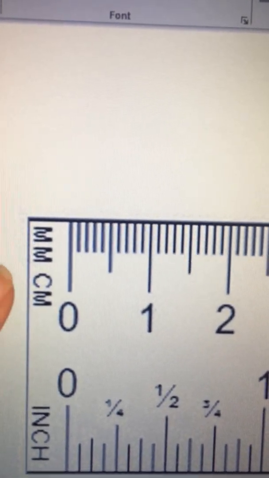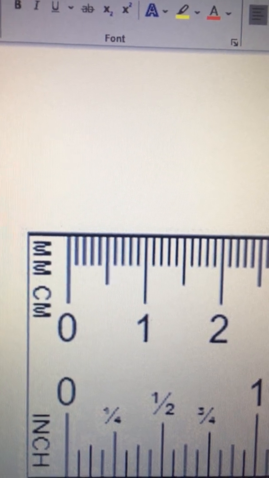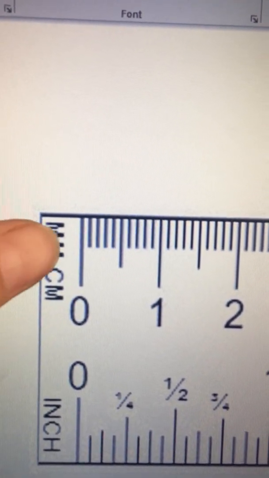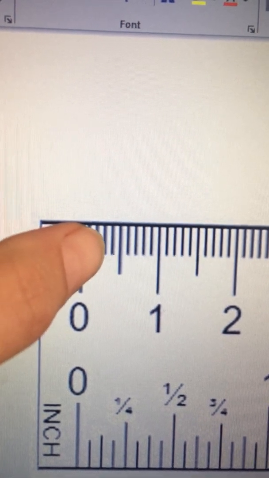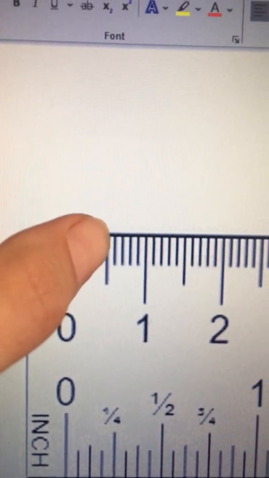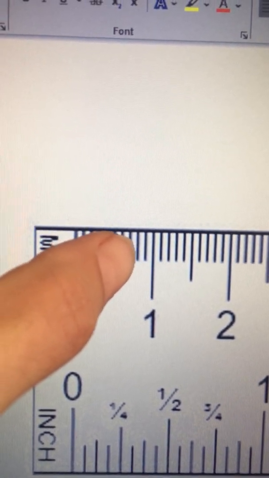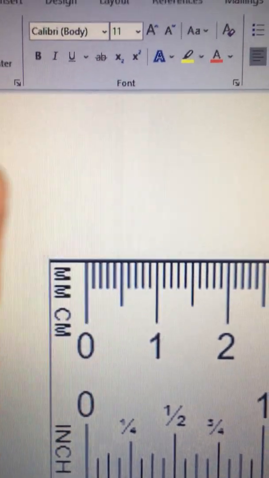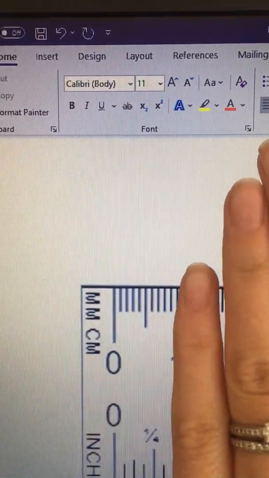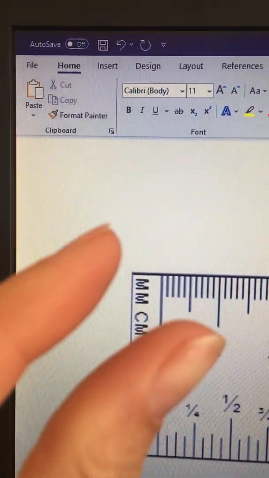Okay, now these tiny little lines here, those are millimeters. So from 0, there's 1 millimeter, 2, 3, 4, and this longer one is 5, 6, 7, 8, 9, 10. So that is 10 millimeters long. It's not very long, it's about that big.